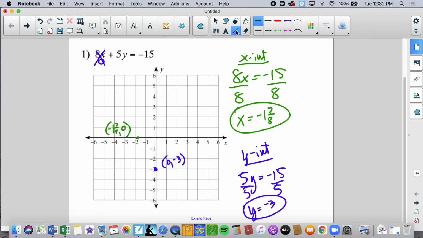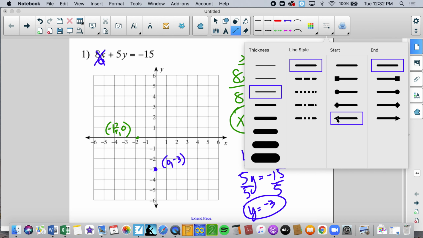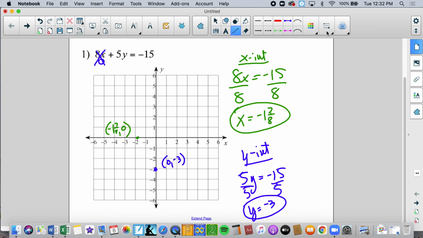We can create a line with 2 arrows. We're going to connect those 2 dots, and that would be my equation for the line. And it's really nice. We like that. It's a very nice, easy, efficient way.